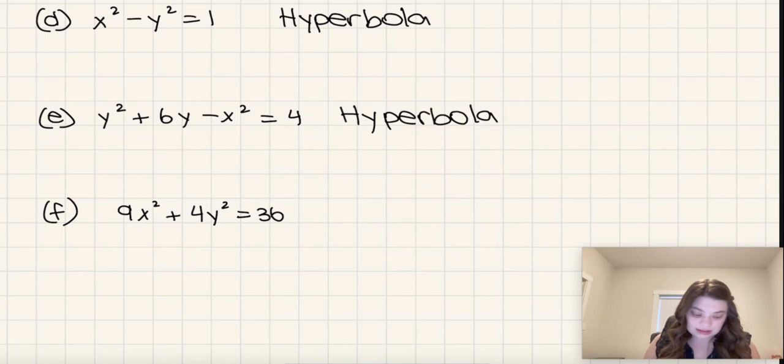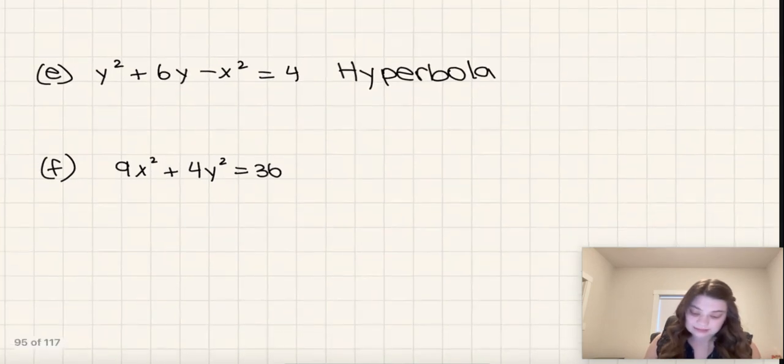And then this last one here is an ellipse because the coefficients here are both positive, so it wouldn't be a hyperbola, but they're both different, and they would have to be the same in the event that we had a circle. So this would be an ellipse.